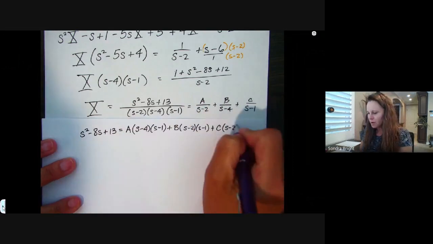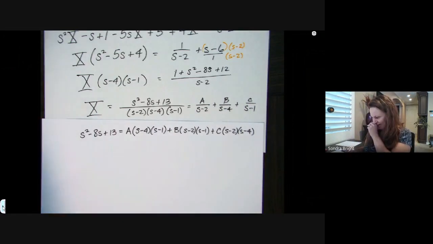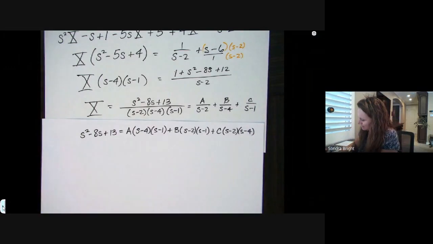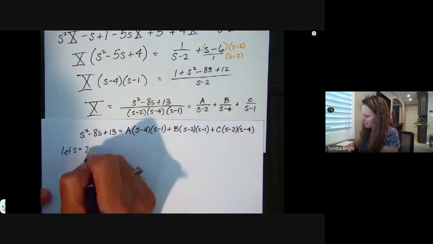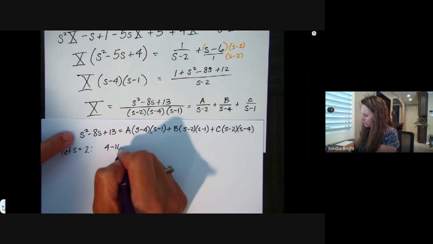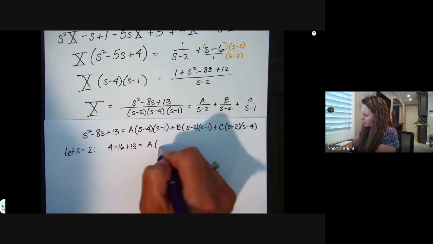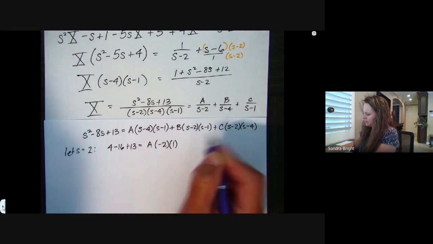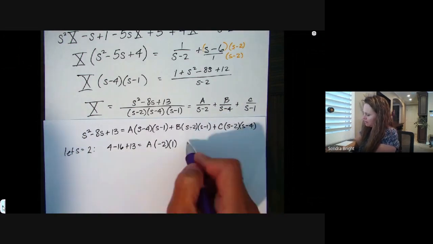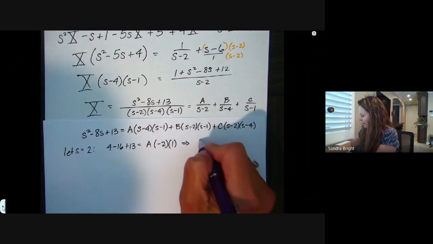Yeah? Okay, so now if you remember how you do this, you let S be values that will cancel out the other guys. So if I let S equal 2, it would give me 2 squared minus 16 plus 13 is equal to A times negative 2 times 1 plus 0 plus 0. So that ends up giving you negative 12 plus. So A is equal to negative 1/2.